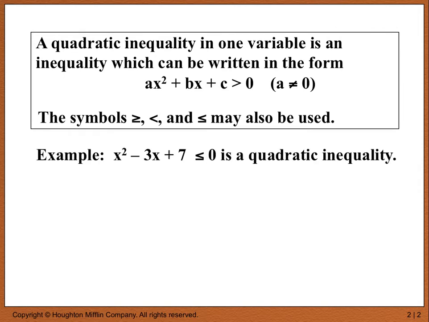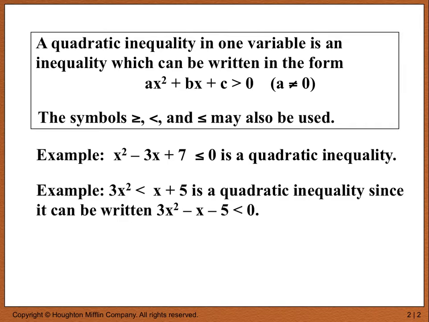Here's an example of a quadratic inequality: x squared minus 3x plus 7 is less than or equal to 0. 3x squared is less than x plus 5 is a quadratic inequality, since it can be written 3x squared minus x minus 5 is less than 0. And in this section you'll encounter some inequalities that are not written with a 0 on one side, but you can modify them and manipulate the terms in such a way that you will get a 0 on one side.